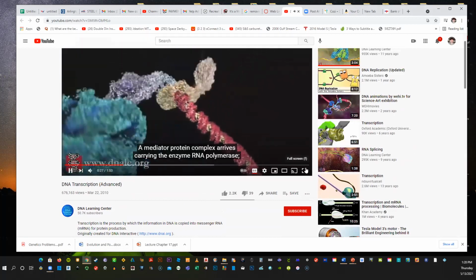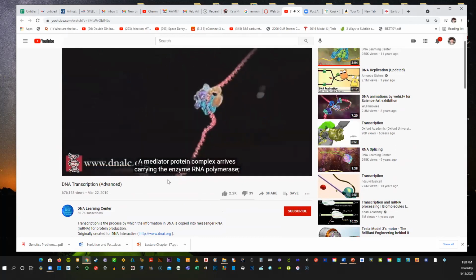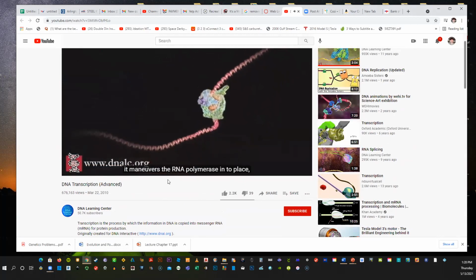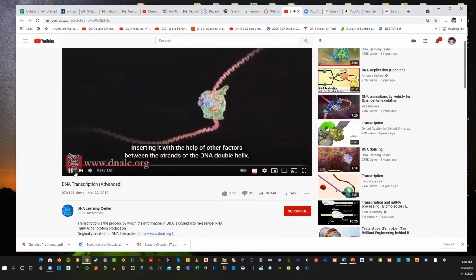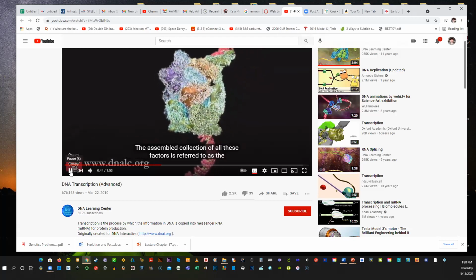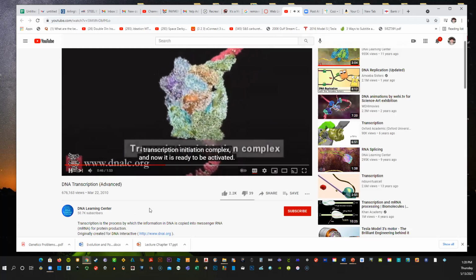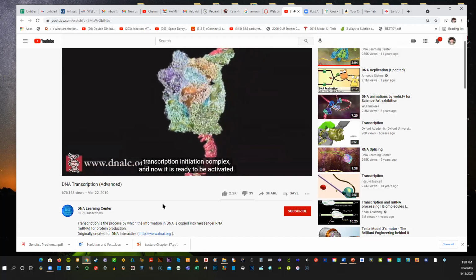A mediator protein complex arrives carrying the enzyme RNA polymerase. It maneuvers the RNA polymerase into place, inserting it with the help of other factors between the strands of the DNA double helix. The assembled collection of all these factors is referred to as the transcription initiation complex, and now it is ready to be activated.